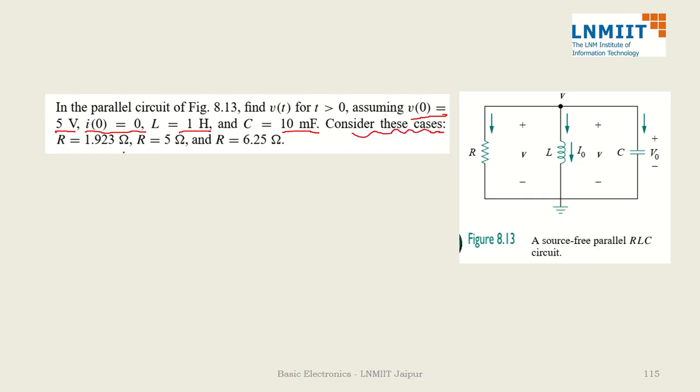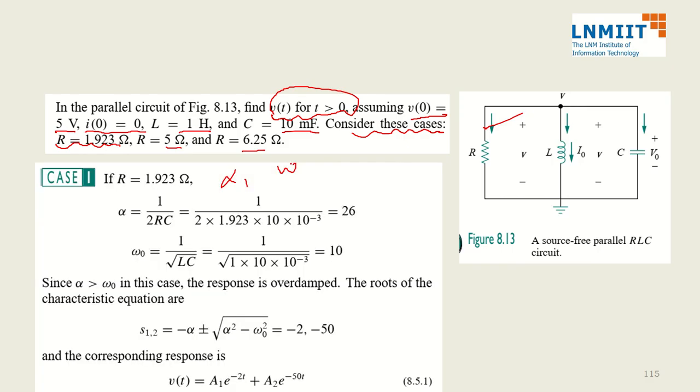There are three different cases. If R is equal to 1.923 or 5 or 6.25, then what are the equations for v(t) for t greater than 0? So we say fine, this is a parallel RLC circuit. I am going to calculate alpha and omega first. Alpha is 26 and omega is 10 when I consider R equal to 1.923. Alpha is greater than omega, so I calculate S1 and S2. These are the values of S1 and S2. That means this is my solution.